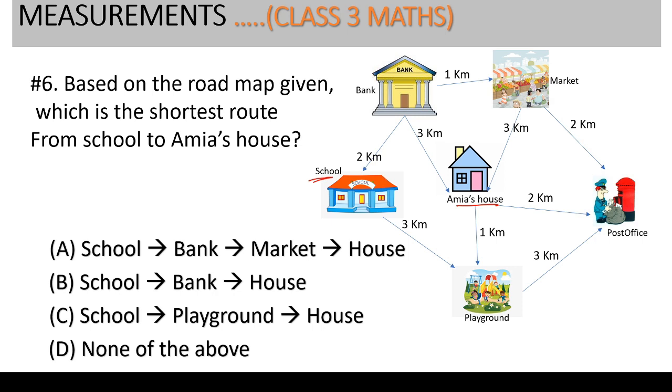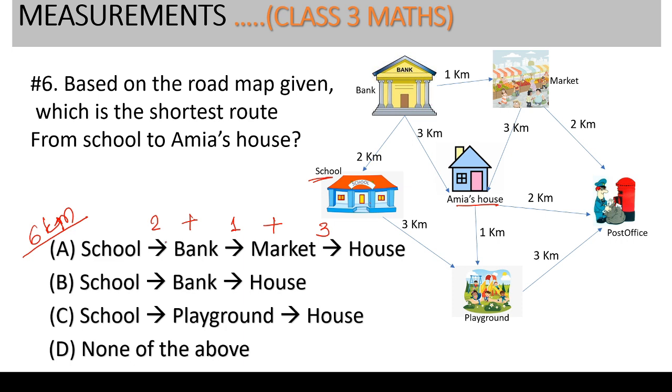Let's solve it together. Now school to bank. How much is school to bank? It is 2 km. So let me write 2 here. Bank to market is 1 km and market to house is 3 km. So 2 plus 1 plus 3 is how much? This is 6 km.